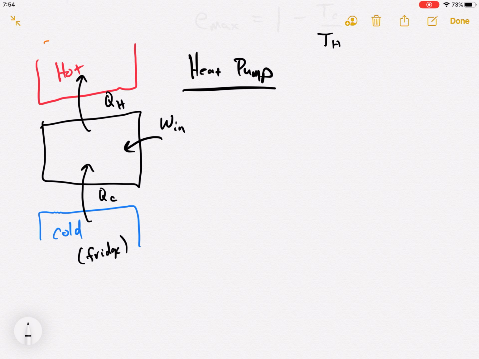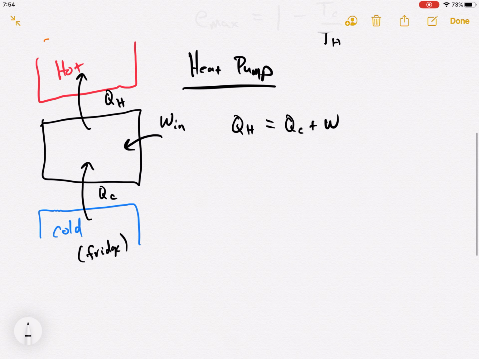So what can we do? Well, we have energy concerns again. We could say the energy pumped out, Q hot, is equal to the energy going in, which is Q cold, and the work put in. Look at that. That's the exact same equation we had before, and that's because every arrow is backwards from what it was. So everybody that was on one side is now on the other side of the equation. Averages out to the same equation. So there's our heat pump.